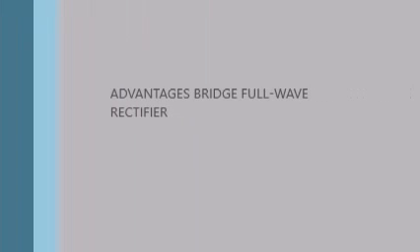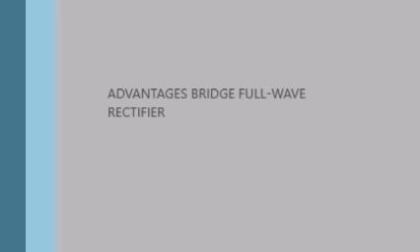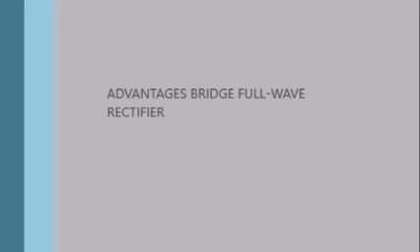Advantages of full wave bridge rectifier. Center tap on the secondary of the transformer is not necessary. Small transformer can be used. For a bridge rectifier circuit, PIV per diode is 1/2 of the value for each diode in a full wave rectifier.